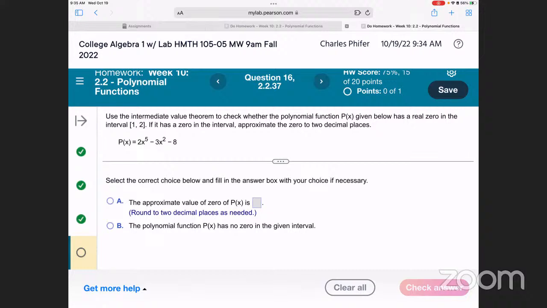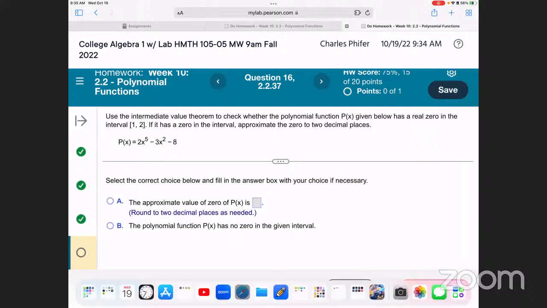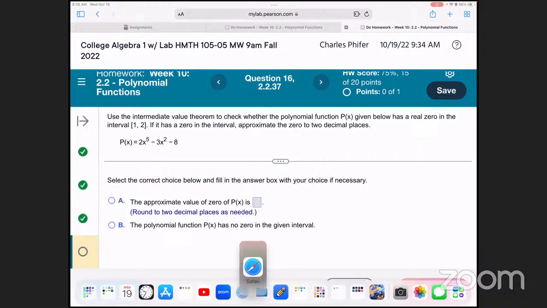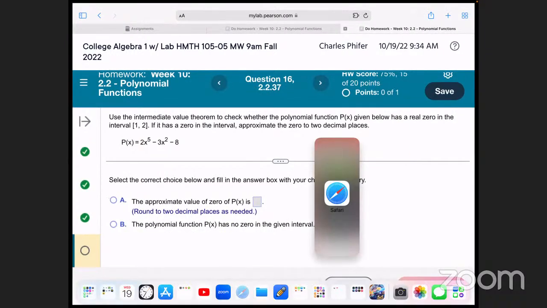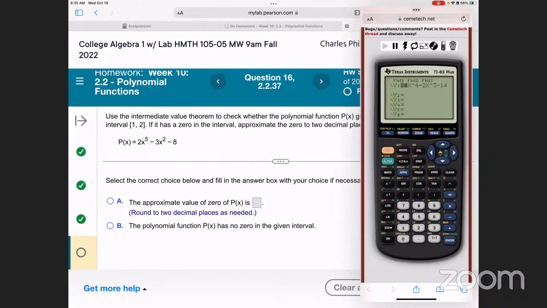Okay, so let's see. I'm just going to do the quick way. Let's zoom. I want this one just for the sake of time. So I'm going to go back to my y equals, and I'm going to put in that polynomial, 2x to the power of 5 minus 3x squared.